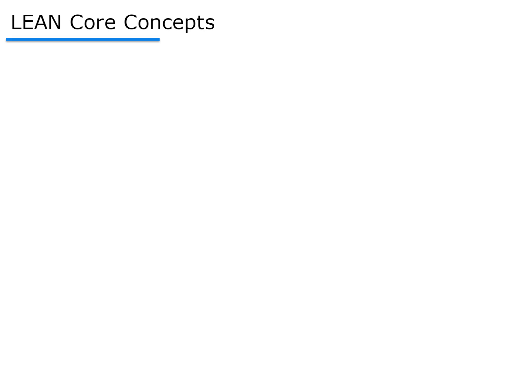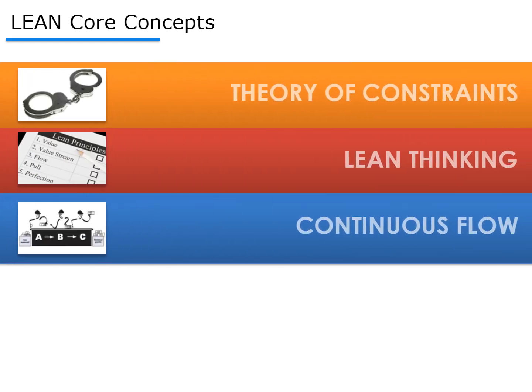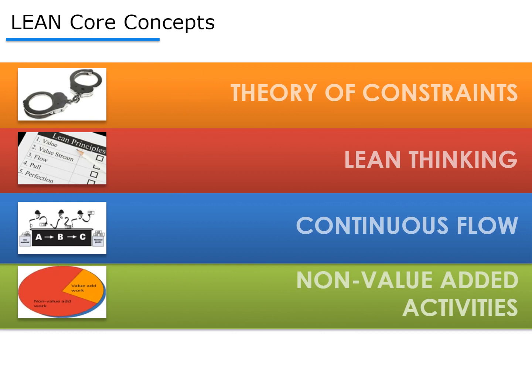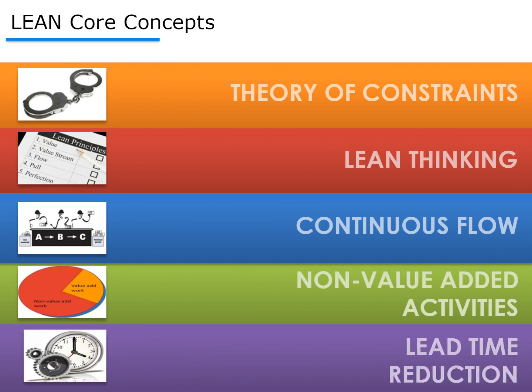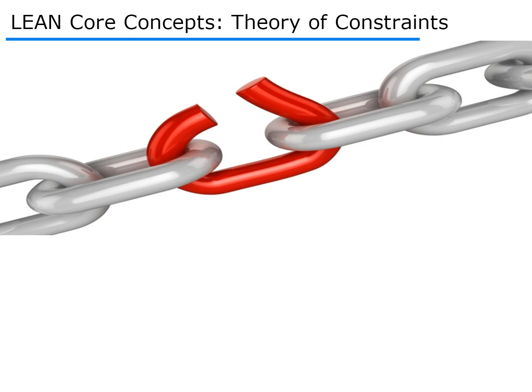Key lean concepts include the theory of constraints, lean thinking, continuous flow, non-value added activities, and lead time reduction. The next few slides will briefly introduce you to these 5 concepts of lean. The theory of constraints takes a systems approach.